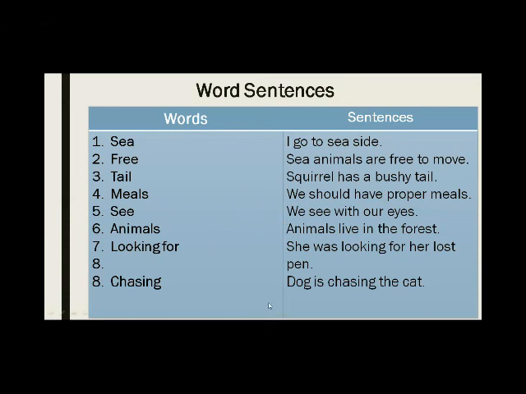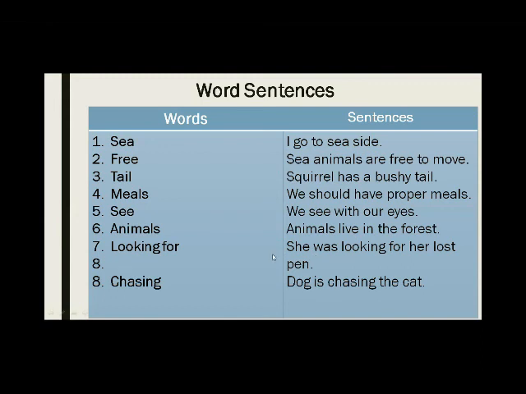Okay, looking for. The sentence of looking for is she is looking for her lost pen. Looking for means to search, to hunt. She was looking for her lost pen. The next word is chasing. Dog is chasing the cat.